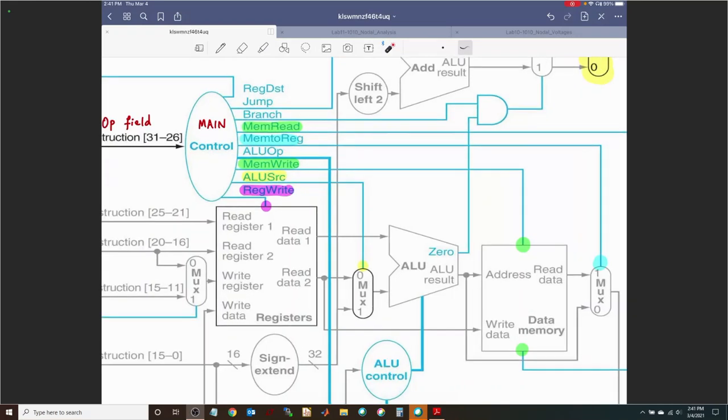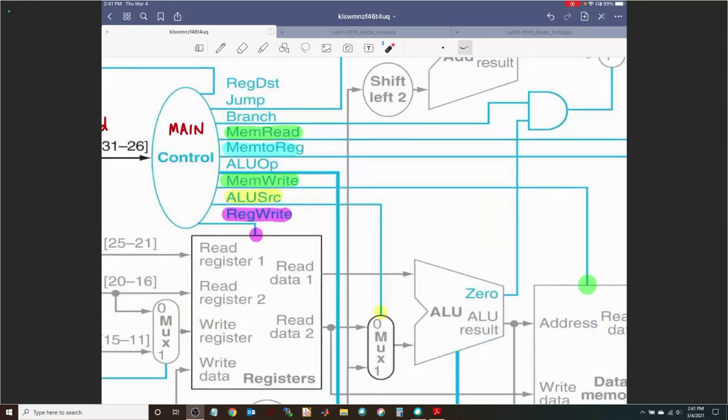Now, we have talked about that. We have also talked about register destination. We have talked about jump. We have talked about branch. Now let's talk about ALU op. There's a new field which is not 1 bit. Let's focus our attention over there. So where is that going to?